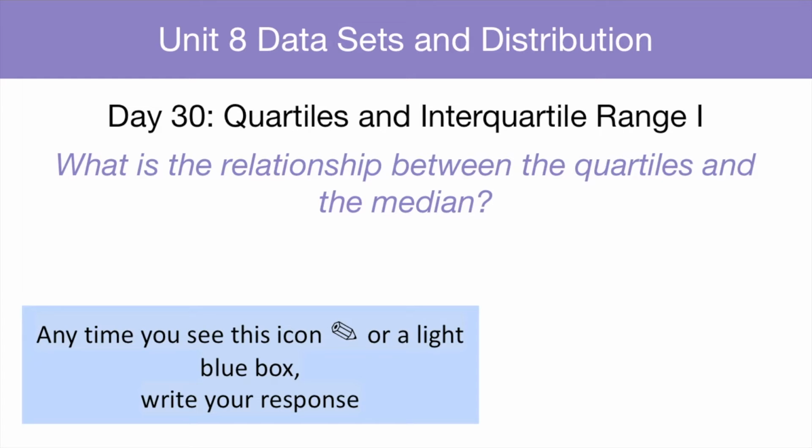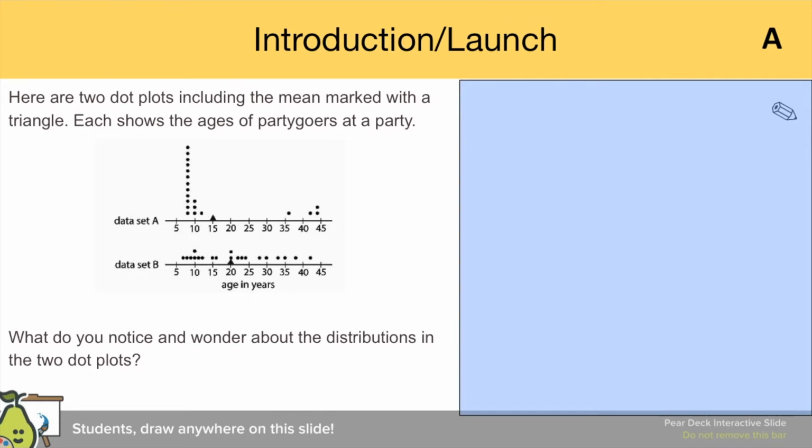Day 30, Quartiles and Interquartile Range 1. What is the relationship between the quartiles and the median? For the introduction, students are provided with 2 dot plots, including the mean marked with a triangle. Each shows the ages of partygoers at a party. Students are asked, what do you notice, and wonder about the distribution in the dot plots?